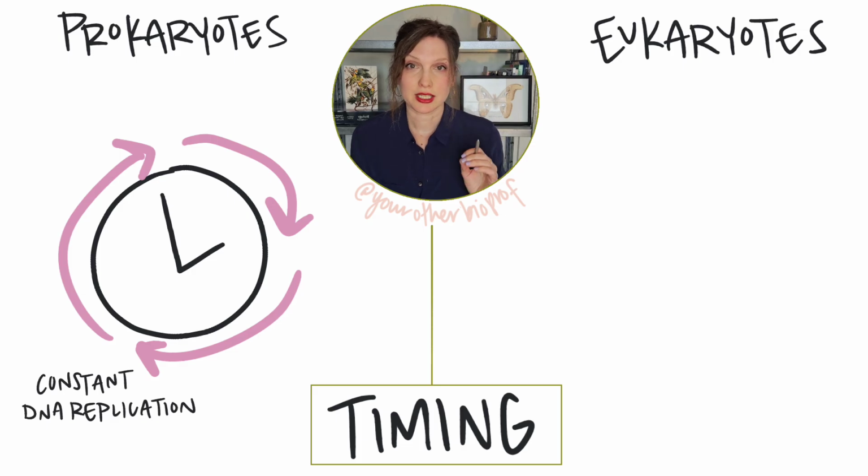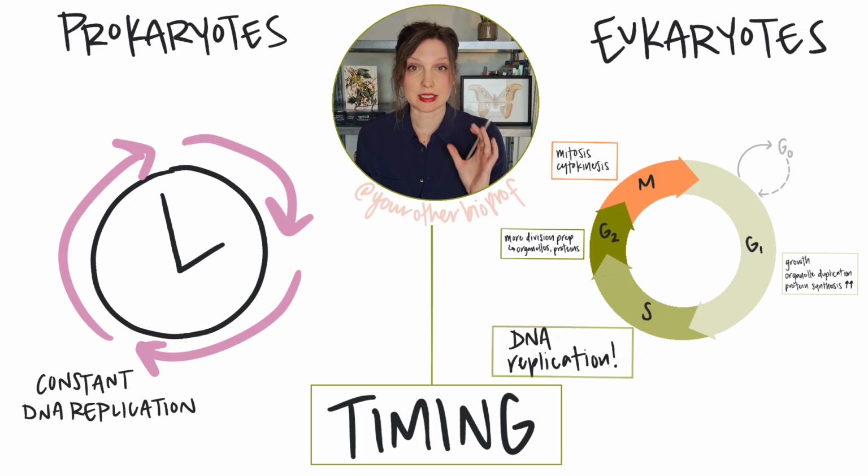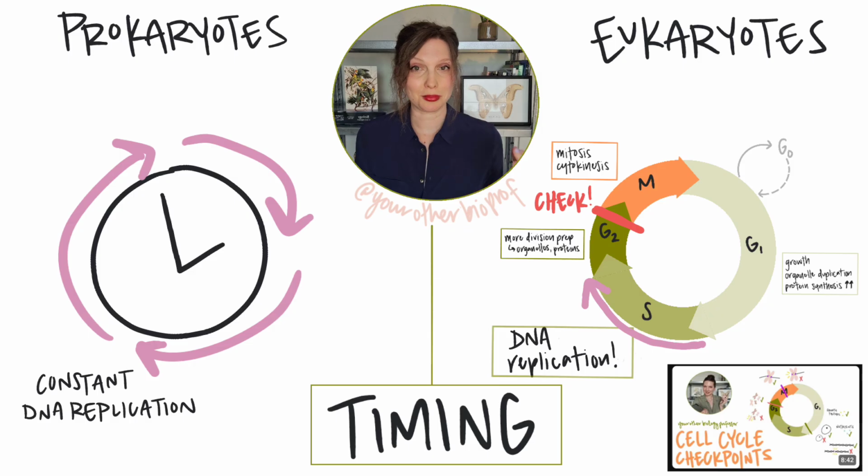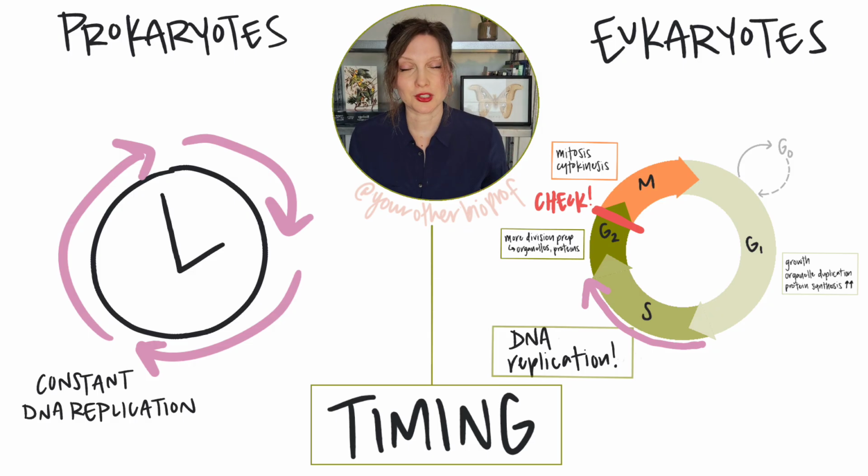In eukaryotes, DNA replication is tied to the cell cycle, a highly controlled process. DNA replication happens during the S phase of interphase, while a cell is preparing for division. Specific S phase proteins are activated and recruit the proteins needed to initiate DNA replication. Cell cycle checkpoints ensure that DNA replication is complete and has occurred only once before allowing the cell to move to the next stage of the cell cycle.